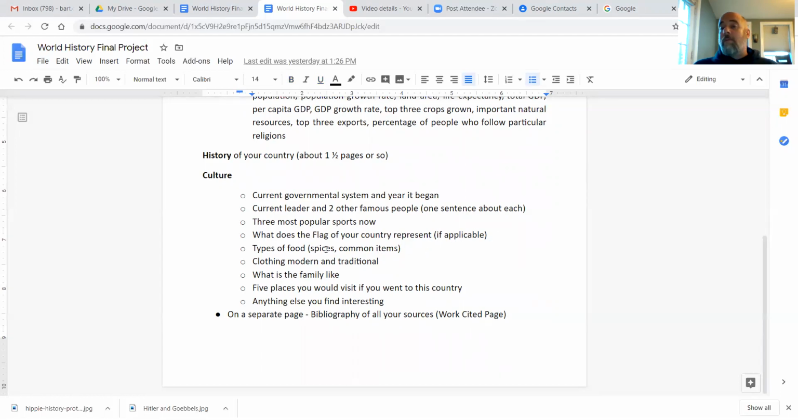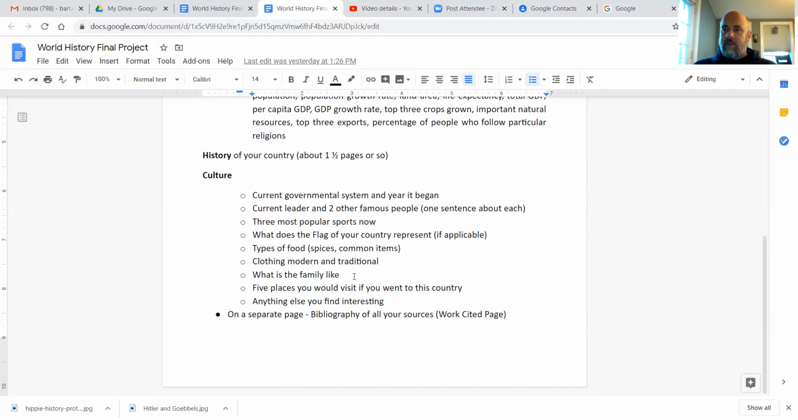Clothing, you can talk about modern clothing. However, there probably won't be a lot to say about this because most countries dress pretty similarly today. I said most. Now, certain countries, maybe in Africa or Middle East, you might have today where they're still wearing a more traditional type of dress. But definitely cover what was the traditional way that people dressed in your country, because each country definitely had their unique way of dressing in the past.